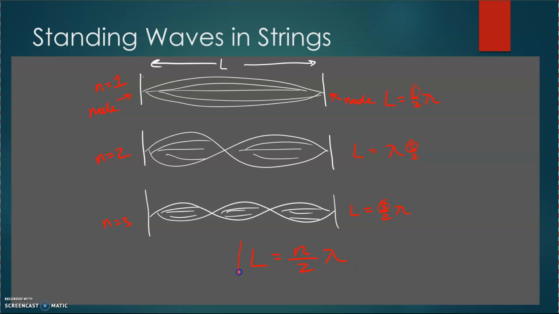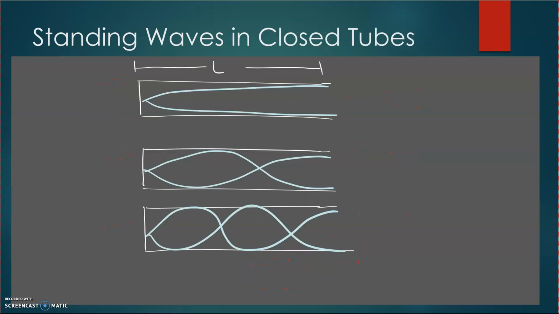So if we know the length of the string, and we know the harmonic number that we're looking at, we can calculate the wavelength, or vice versa. If we know what the wavelength is that we want to create a standing wave, we can calculate the length that we would need as well. Okay, so that's the equation for standing waves in strings. But as I said, these standing waves can also be created in tubes.